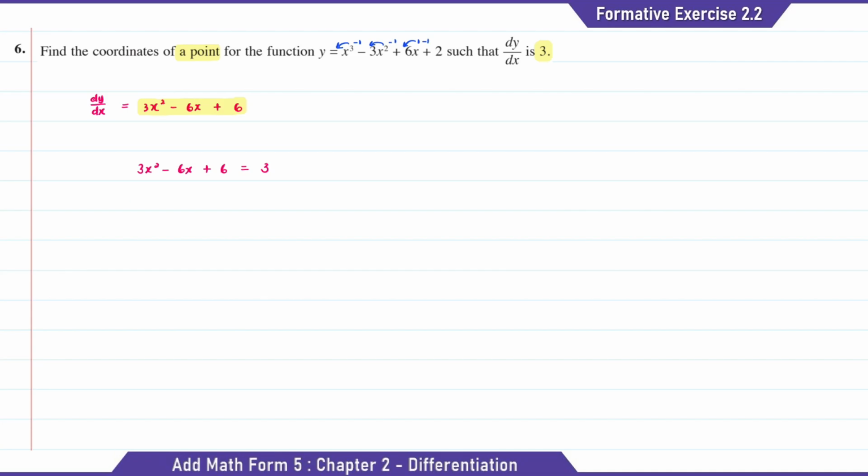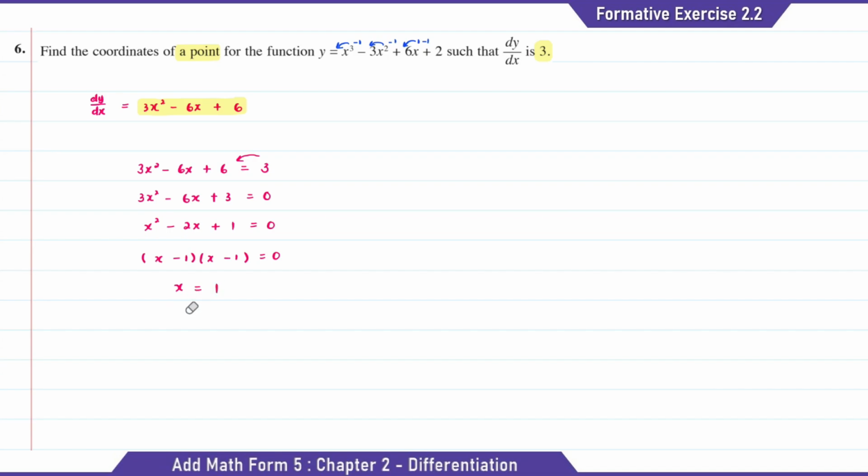So this is a quadratic equation. To solve this, write this in general form. 3x squared minus 6x plus 3 equal to 0. Next, we can simplify this by dividing every term with 3. x squared minus 2x plus 1 equal to 0. Using factorization, we're going to get x minus 1. Another bracket will be x minus 1 as well. Therefore, the value of x is equal to 1.